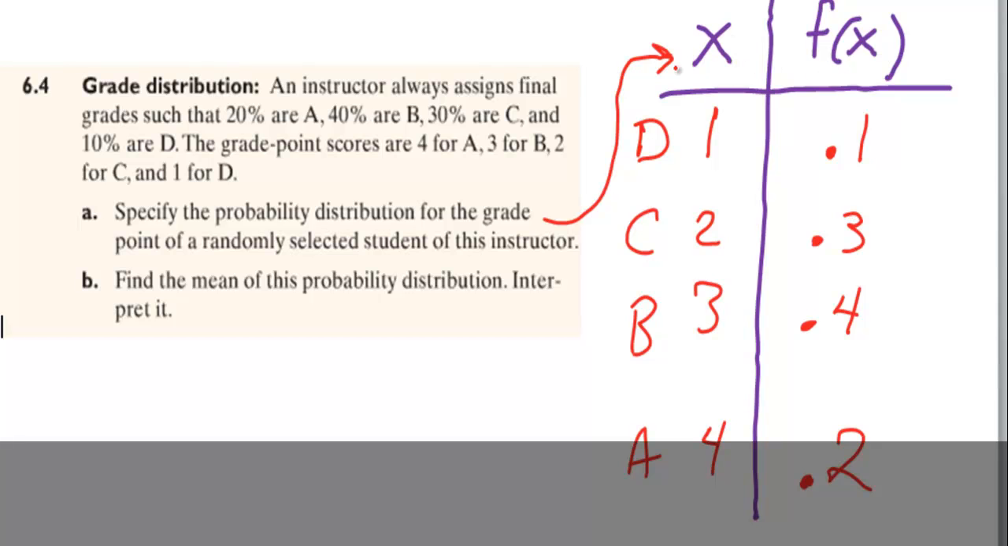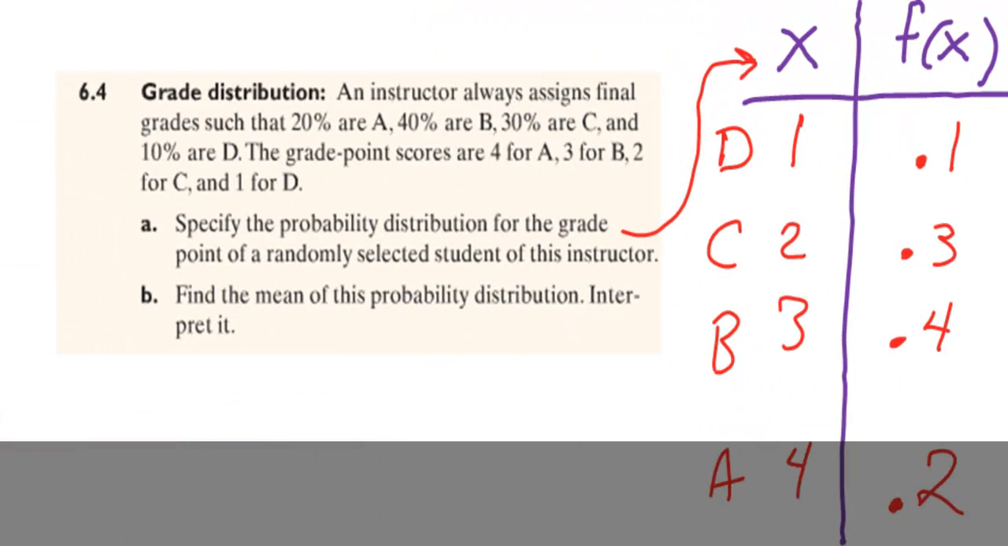So this is my random variable, right? And then this is my probability distribution. This is the chance of that X happening, right? Anyways, I'm just plugging it in to the TI-84.